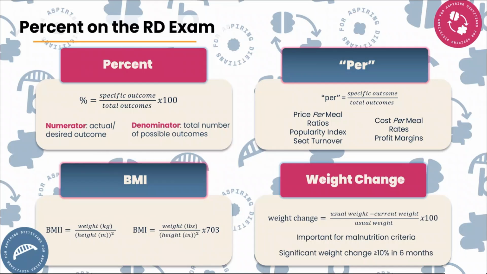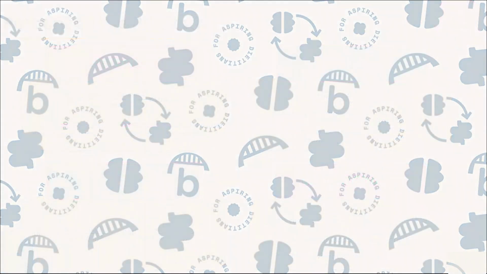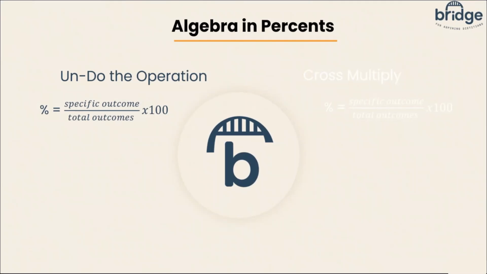But the point is, whether we're talking about a formula calculation, a budget report, or a nutrition diagnosis, it all comes back to that same structure. And now that we've seen how percent shows up on the RD exam, let's talk about how we'll actually solve these problems again and again.